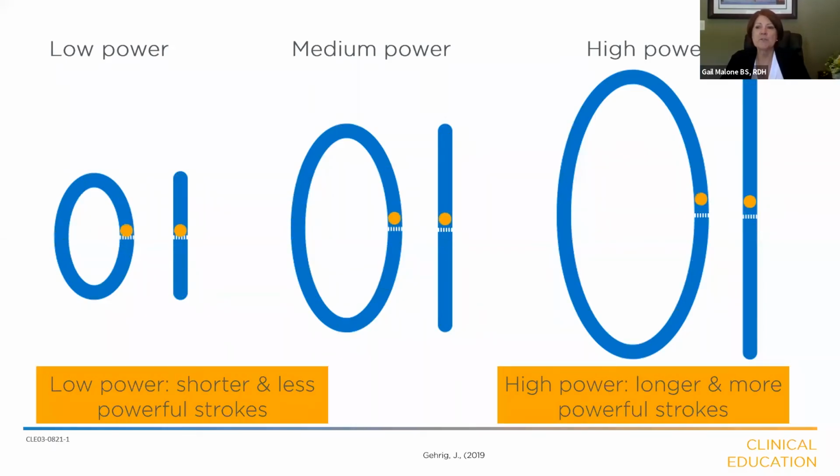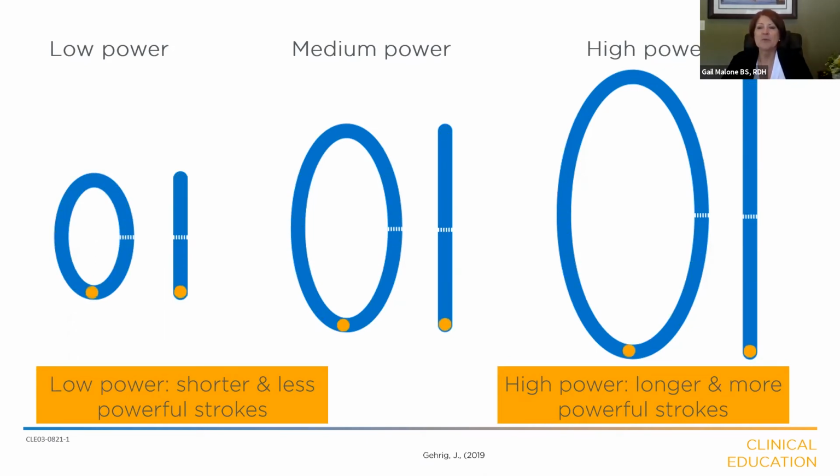This is an example showing how power impacts the length of the stroke, similar to what we saw with the child on the swing. For this demonstration, the frequency remains constant. So let's say 30K, just as we would see with our Cavitron devices, but it's the amplitude, or the length of the stroke, that changes with the power level. So the higher the power level, the longer the stroke, and the lower the power level, the shorter the stroke.